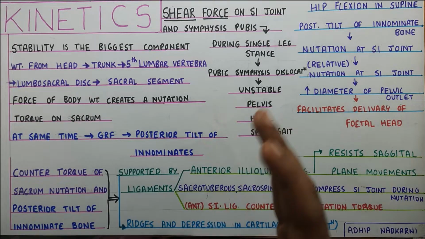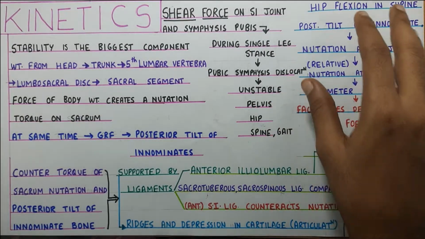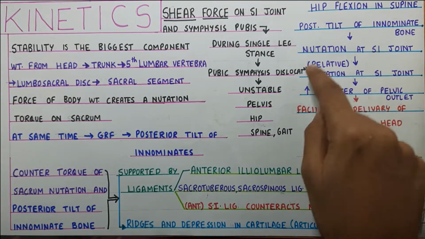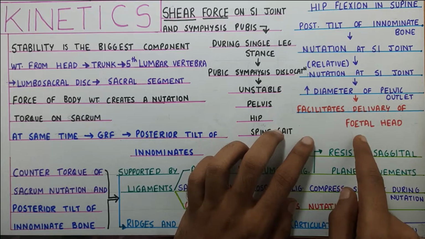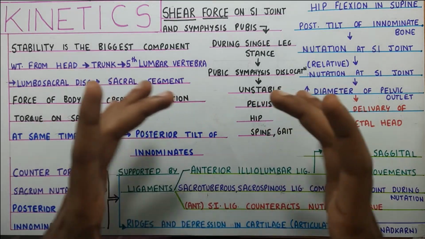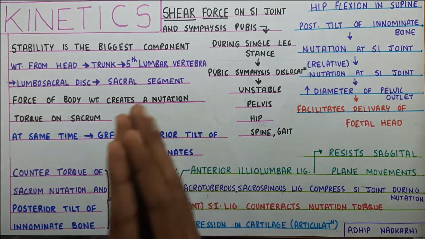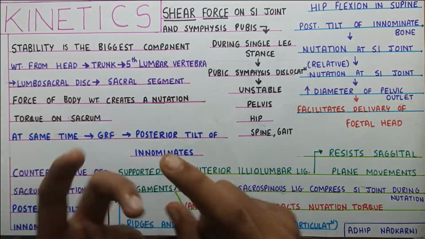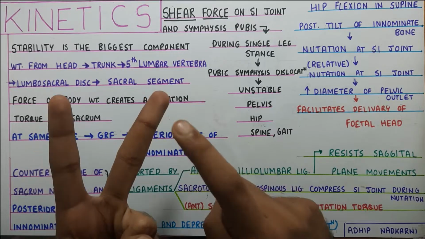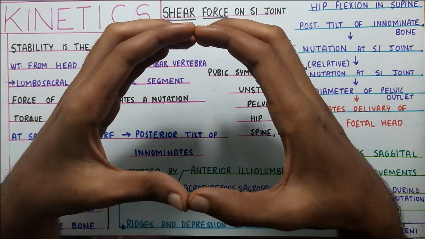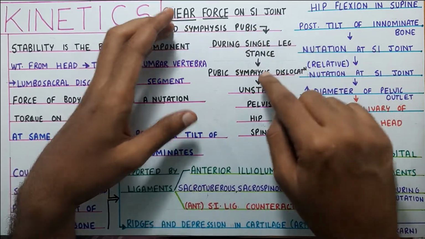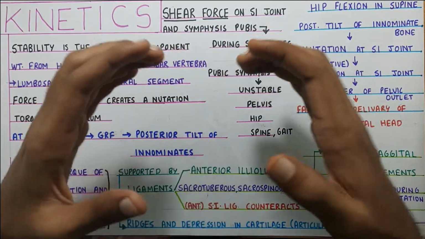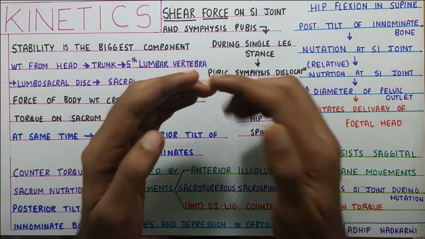So let's summarize. What did we see? We first saw the kinematics of nutation and how this relative nutation helps in facilitating the delivery of the fetal head by increasing the pelvic outlet diameter, right? Then we went to kinetics, where we saw two forces. Shear force, which can be magnified if there is dislocation at the pubic symphysis; these shear forces are magnified at the SI joint.